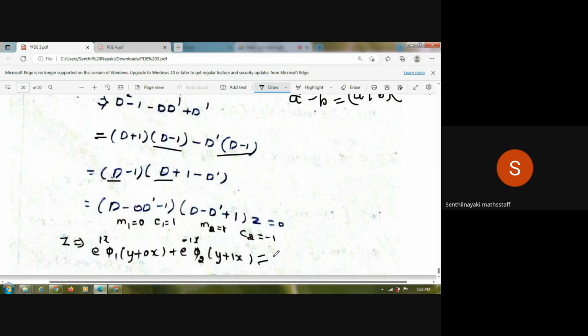Therefore, after simplification, we get e^x φ1(y) + e^(−x) φ2(y + x). Okay, this is the solution.